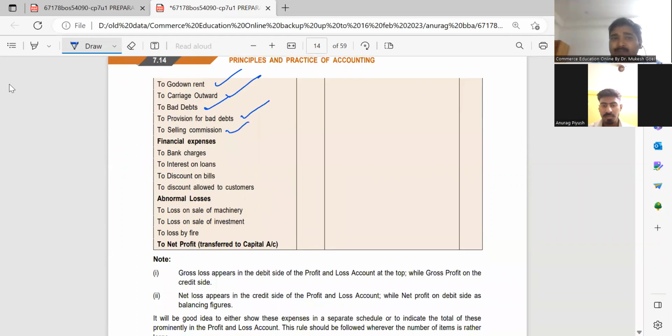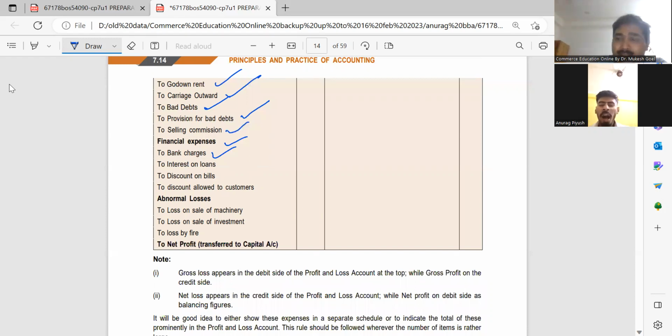Next head is financial expenses. Financial expenses is concerned with bank, loan, bills, and sometimes discount allowed to customer. So first among financial expenses is bank charges. Sometimes we create a draft from bank.